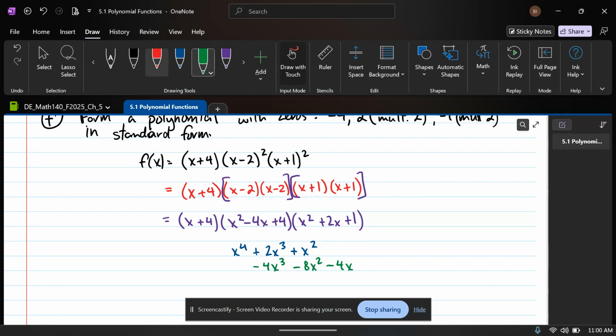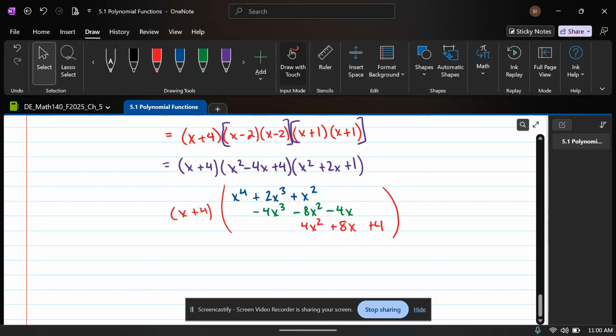And then I'm going to multiply the 4 times all of that. So that's 4x squared plus 8x plus 4. And I still got the x plus 4 there. So how many operations is that? 3, 6, 9 to multiply it out.